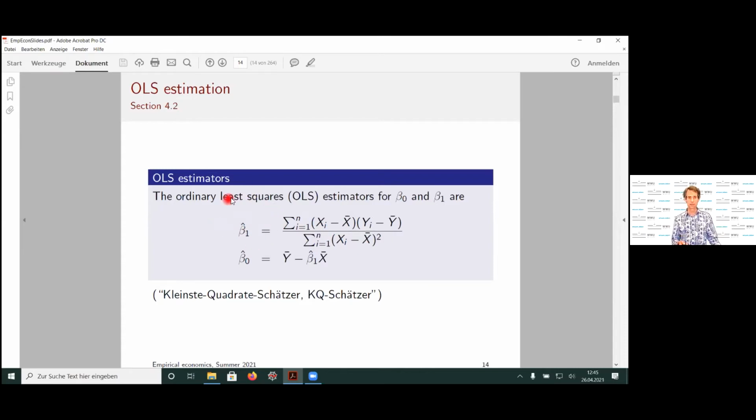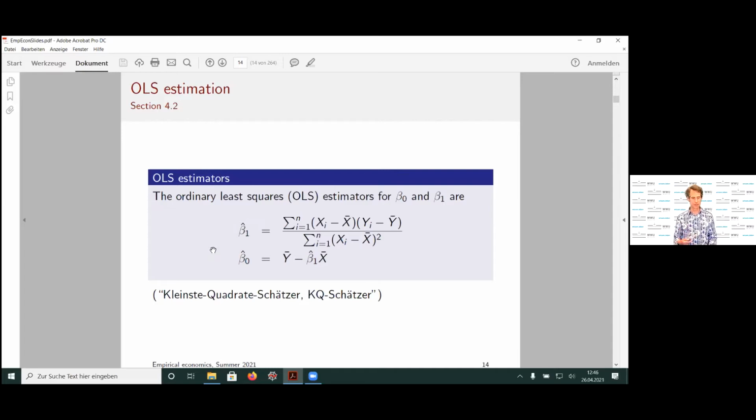Once we have estimated the slope coefficient beta 1 hat, it's very easy to derive the estimator beta 0 hat, because that is computed as the mean of the y values minus beta 1 hat times the mean of the x values. So first you compute beta 1 hat, and then using beta 1 hat you can compute beta 0 hat. These are the OLS estimators.